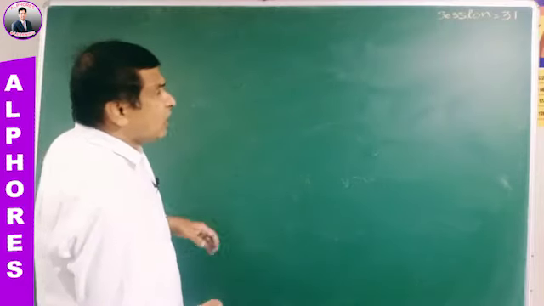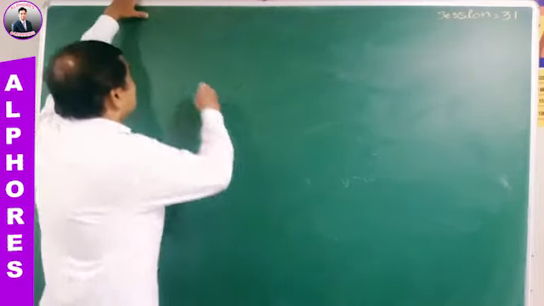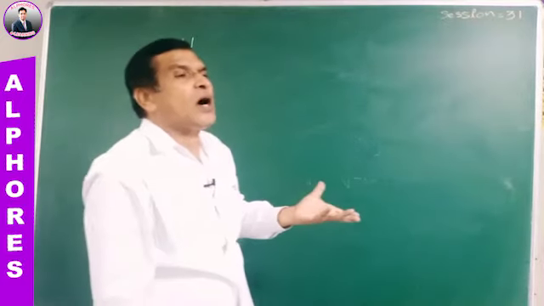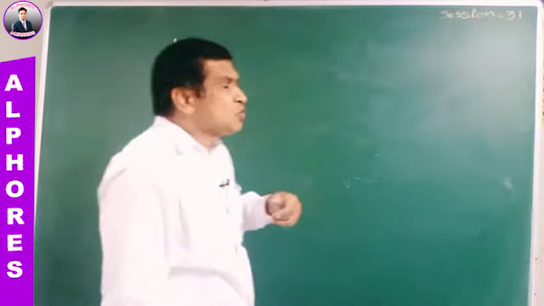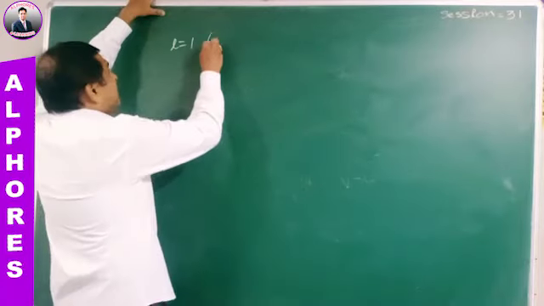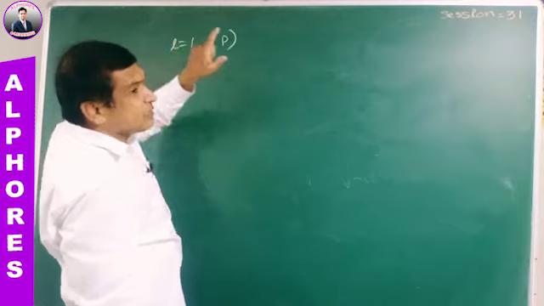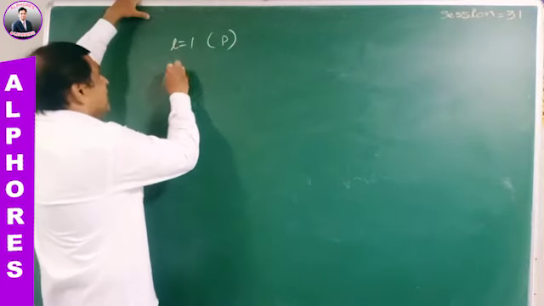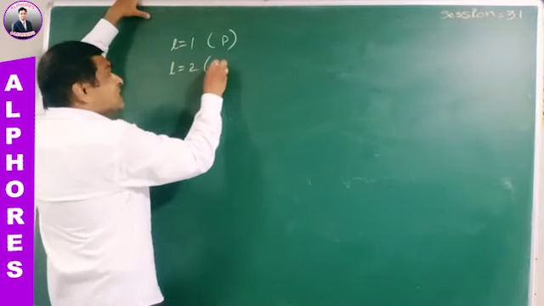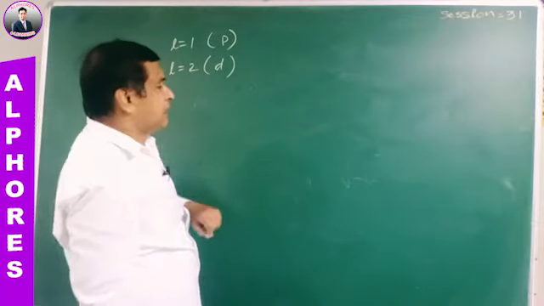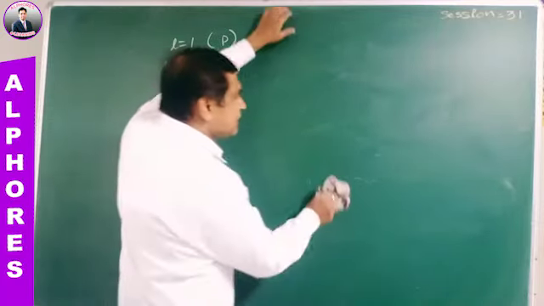Next, based on the orbitals, the subshell with L is equals to 1. What is the shape of that orbital? That is nothing but a p orbital. The shape of the p orbital is a dumbbell. Similarly, when L is equals to 2, that is nothing but a d orbital. The shape of the d orbital is double dumbbell.